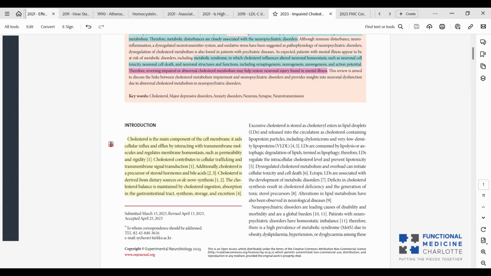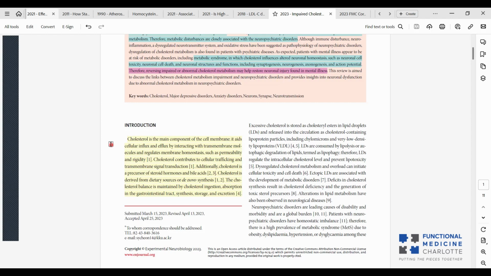All right, what are our steroid hormones? Cortisol, estrogen, aldosterone, testosterone, DHEA. So if you don't have enough cholesterol, that can create hormone issues. Bile acids, we need bile acids for emulsification of fats and fat digestion and absorption. Cholesterol is derived from dietary sources, so diet matters, or what's called de novo synthesis. De novo synthesis means the body makes it itself. Okay, so yes, diet contributes to cholesterol, but so does de novo synthesis, or your body's own production of it.